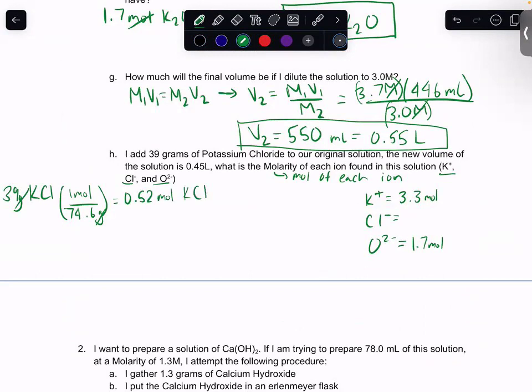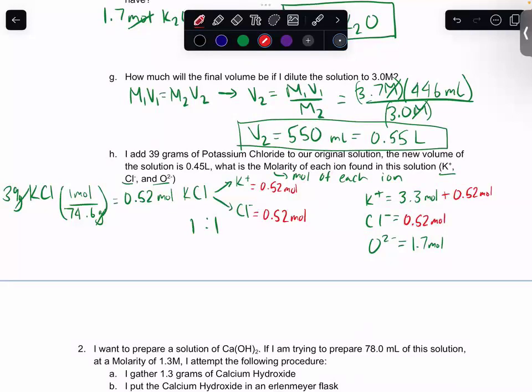Now, KCl breaks into K plus and Cl minus, and that is also a 1-to-1 ratio, meaning 1 mole of KCl turns into 1 mole of K plus. Therefore, 0.52 moles turns into 0.52 mole of K plus, and 0.52 moles turns into 0.52 moles of Cl minus. So I can go ahead and add these in. So first, for potassium, I now have an additional 0.52 moles. For chlorine, I have a starting value of 0.52 moles.